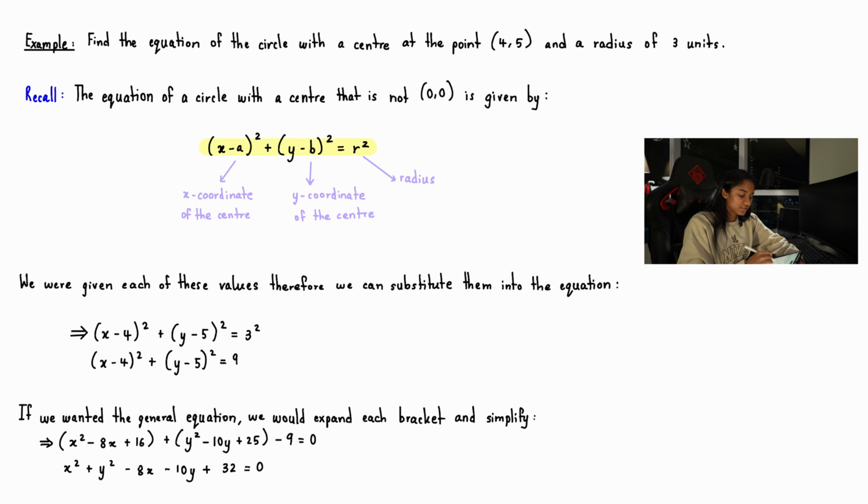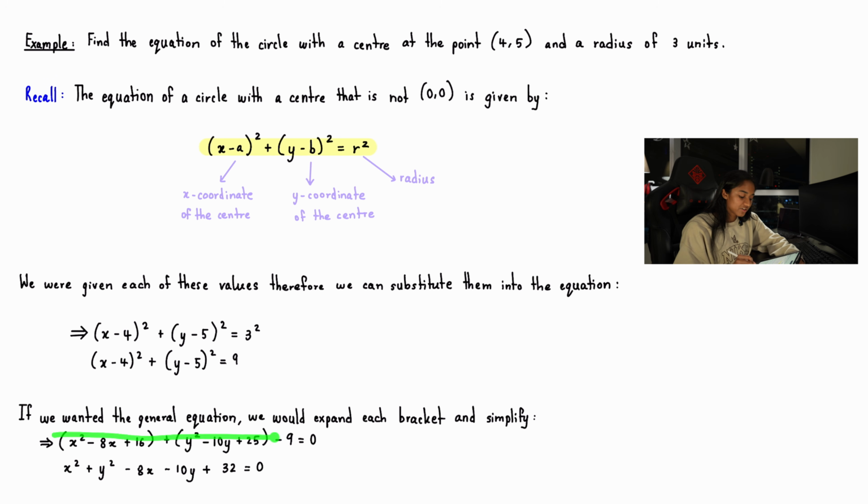So this is the equation and we substitute in. So we have x minus 4 plus y minus 5. Notice that these are negative, so always be mindful about the positives and negatives. I'm telling you, always be mindful. And the radius is 3, so we're going to square that, and then we end up with this.